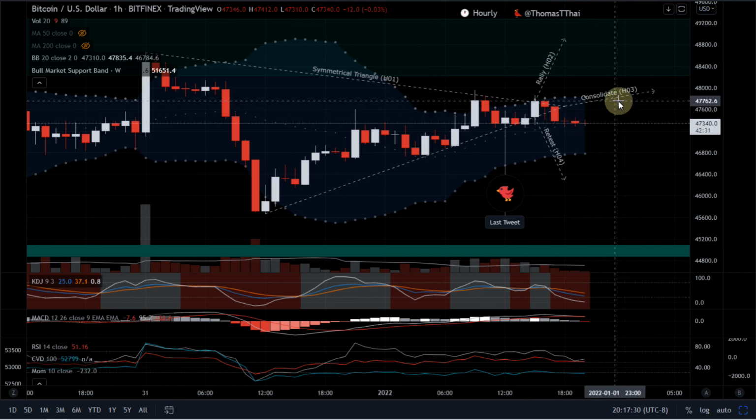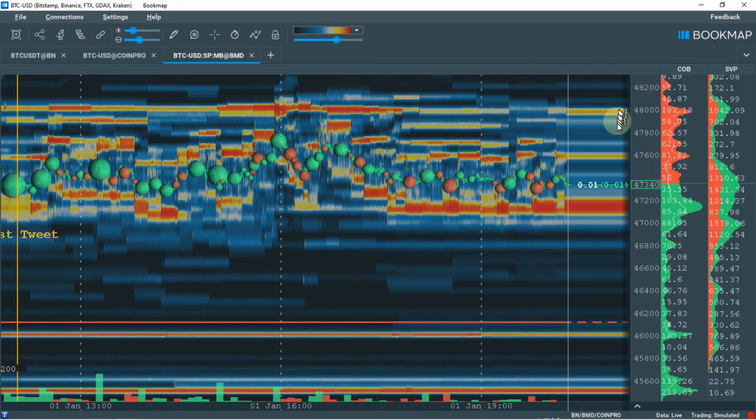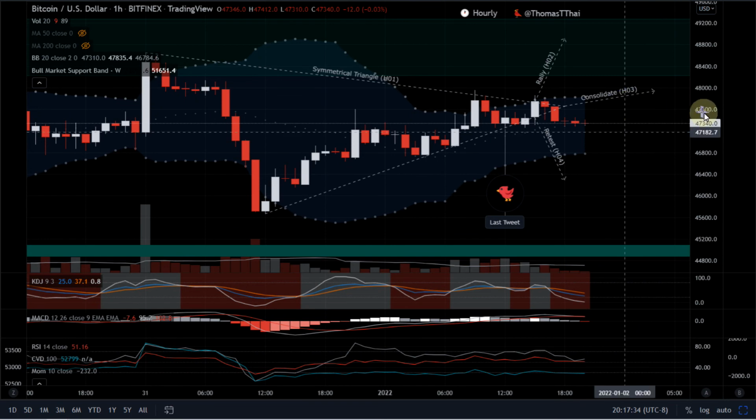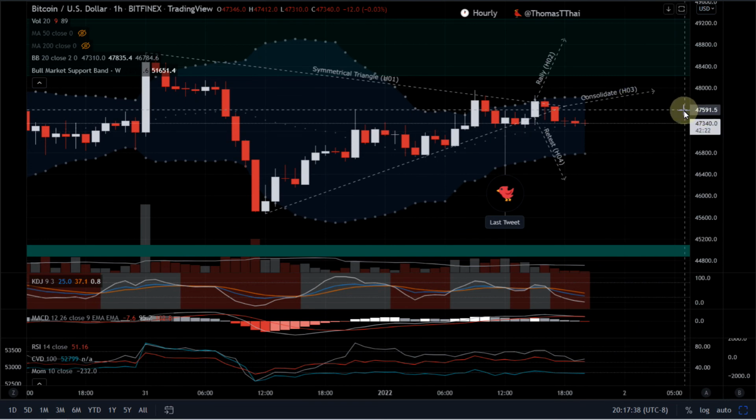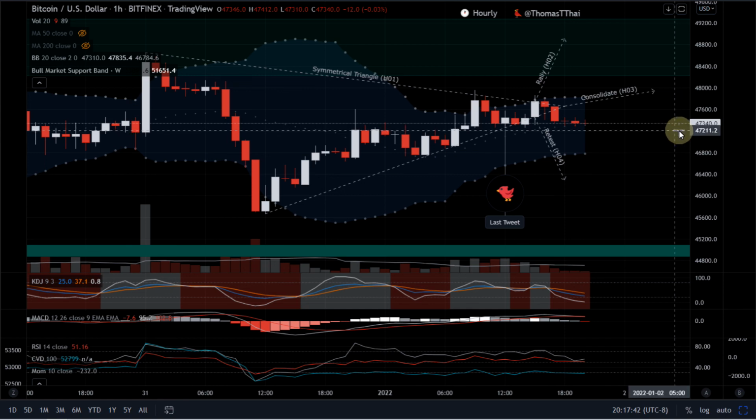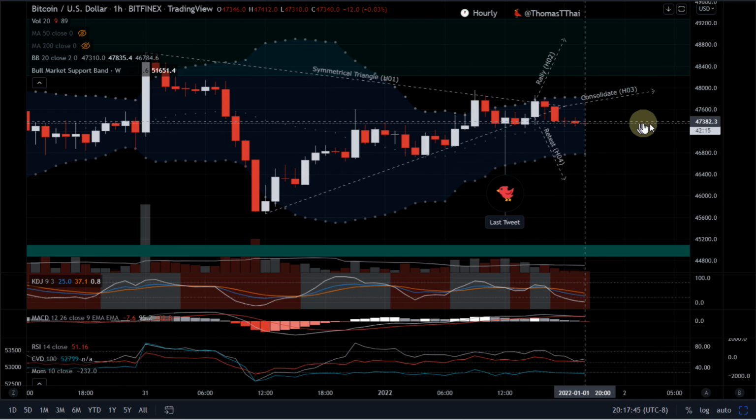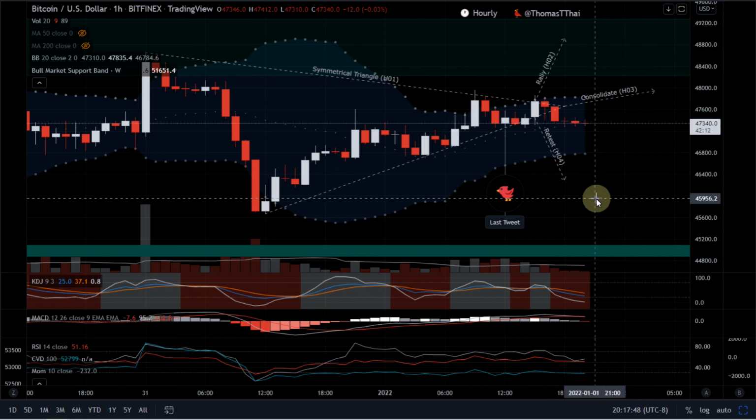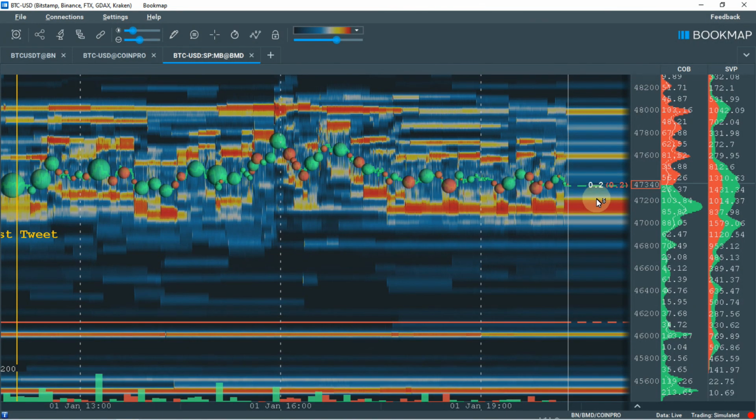So 47.6 is right around here, right there. And 47.2 is roughly right around there. So it'll just consolidate right around here for the next handful of hours. And that's it for the Bitcoin hourly chart analysis.